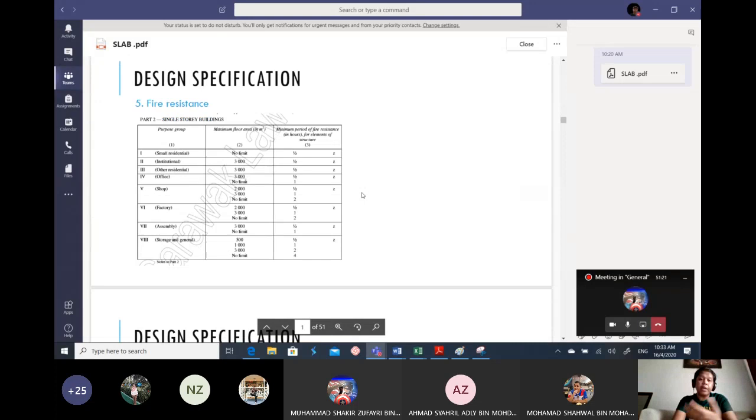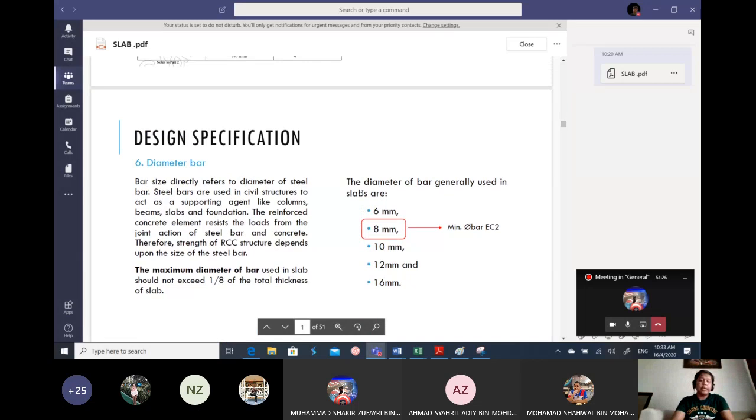Ini adalah untuk diameter bar. Bar size directly refers to diameter of steel bar. Steel bar are used in civil structure to act as a supporting agent like column, beam, slab and foundation. The reinforced concrete element resists the load from the joint action of steel bar and concrete. Therefore, strength of reinforced concrete structure depends upon the size of the steel bar. The maximum diameter of bar used in the slab should not exceed 1/8 of the total slab thickness.